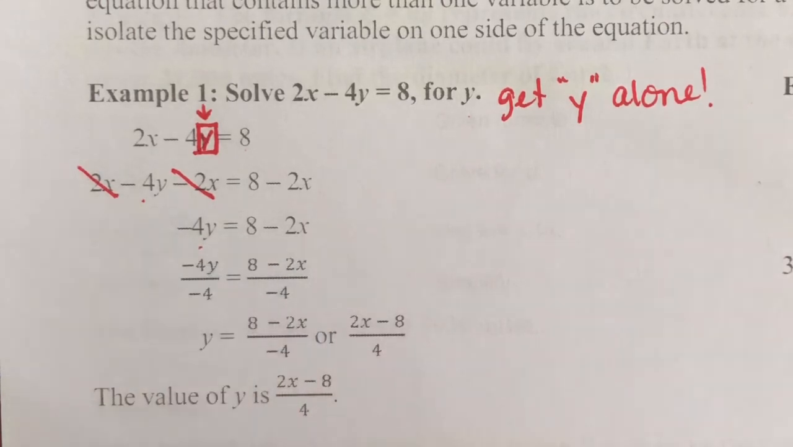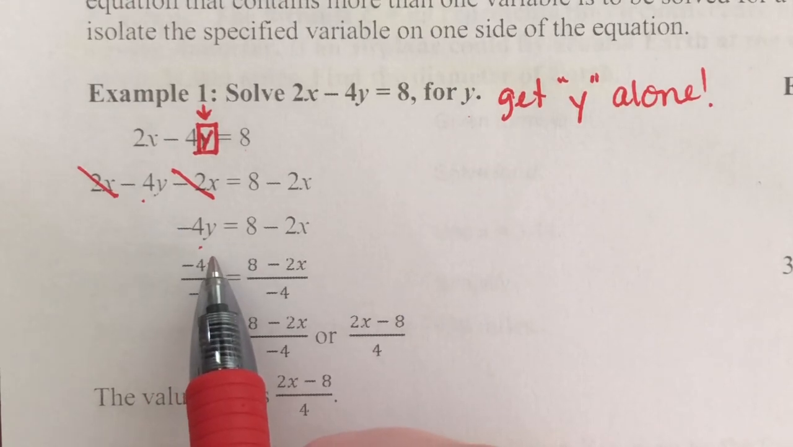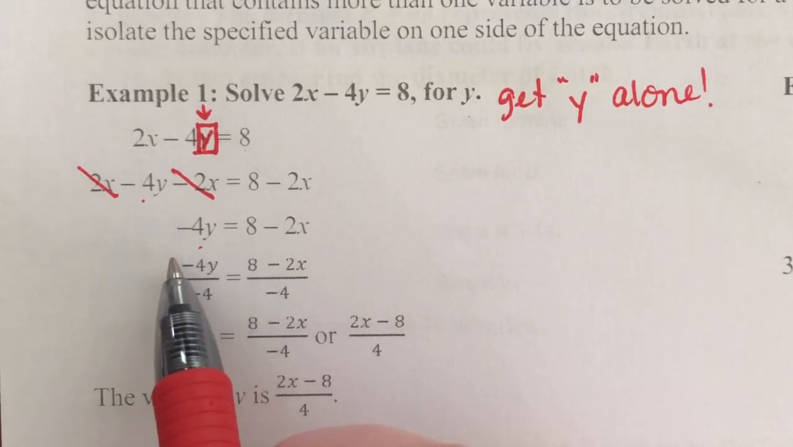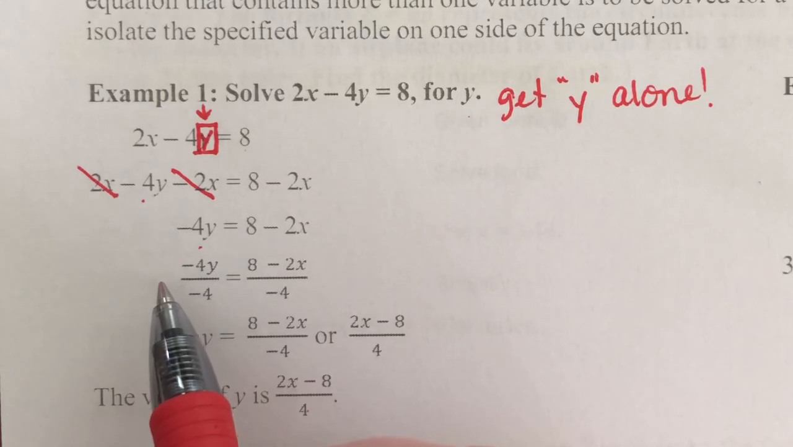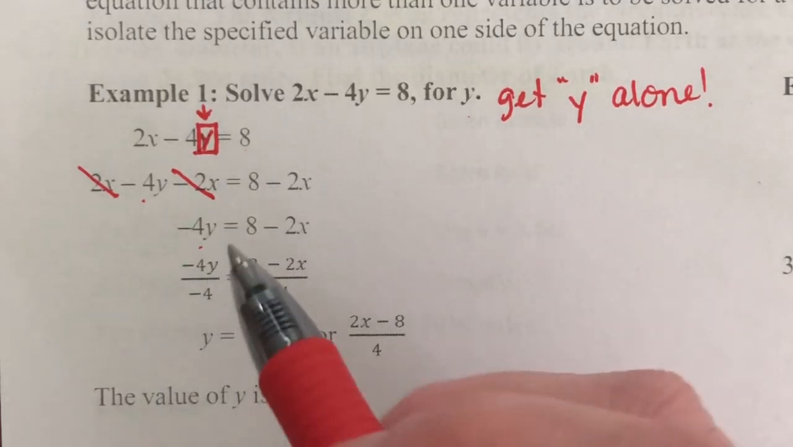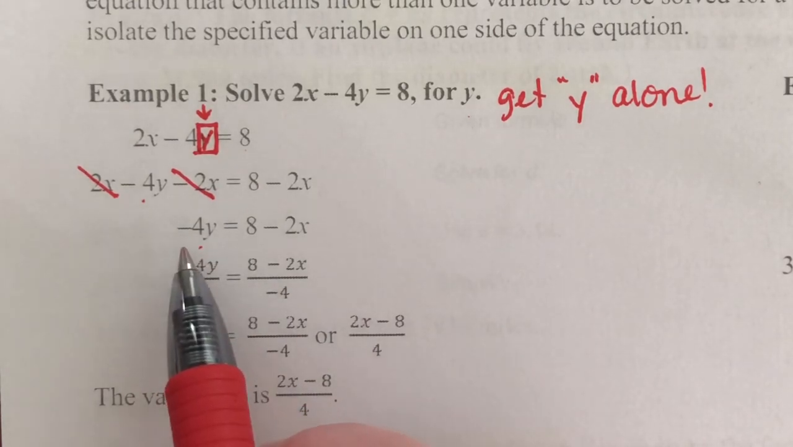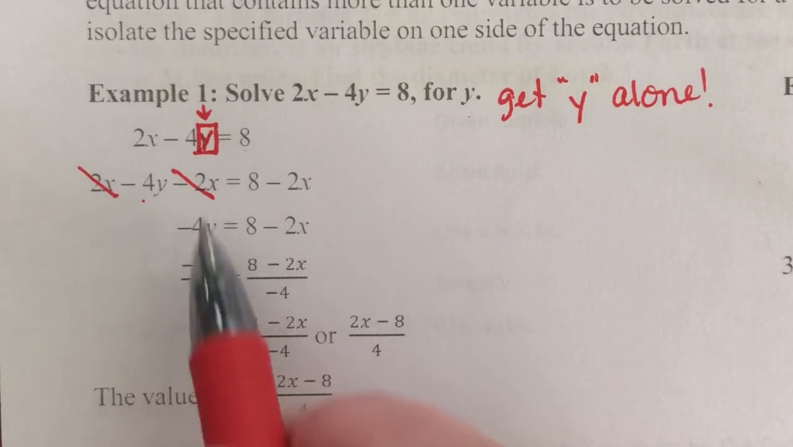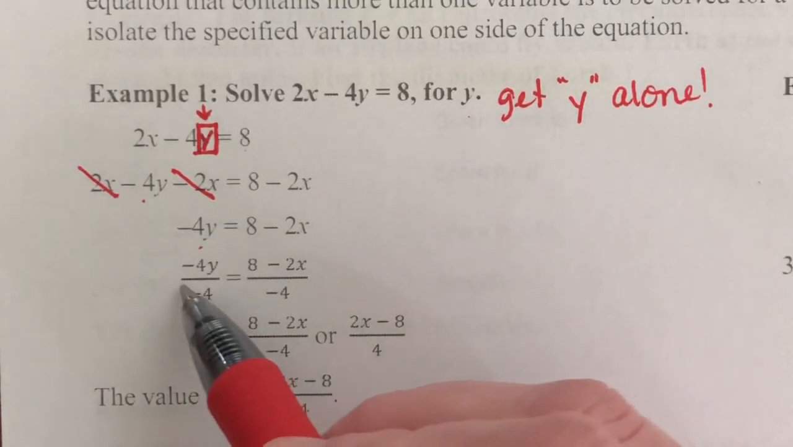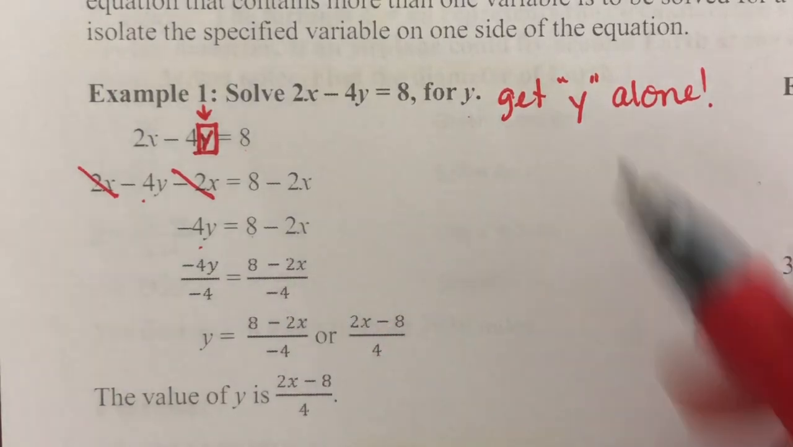And now we need to get rid of the negative 4y. It is not y minus 4. You cannot get rid of that negative 4 by adding 4. You have to get rid of it by undoing what it's doing to the variable. And it's multiplying the variable, right? Negative 4 times y. So to get rid of this negative 4, we have to undo it by dividing by negative 4. So we have to divide the other side by negative 4 as well.